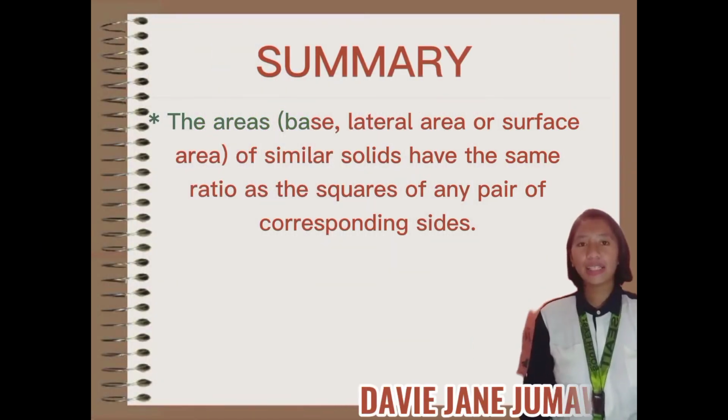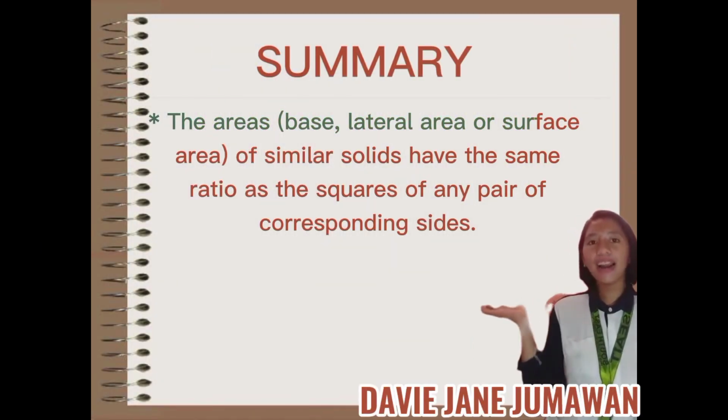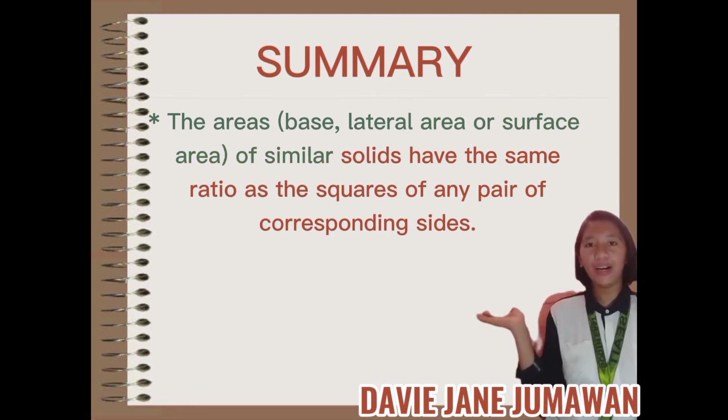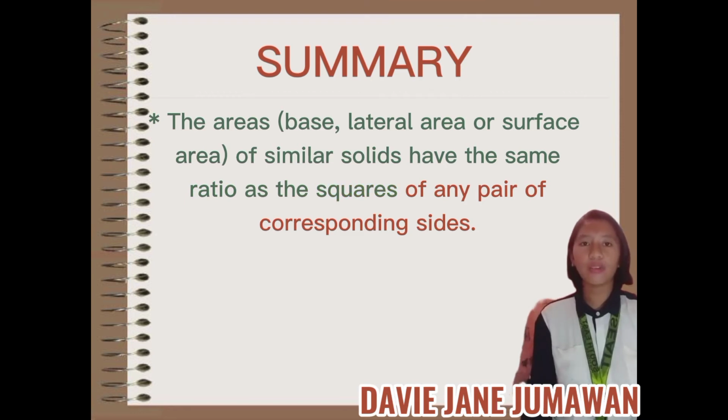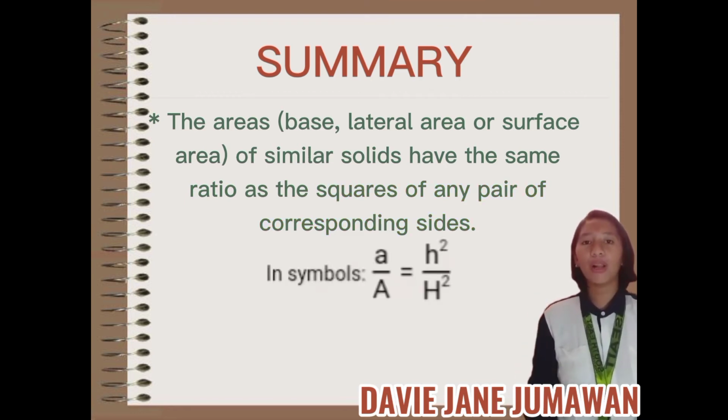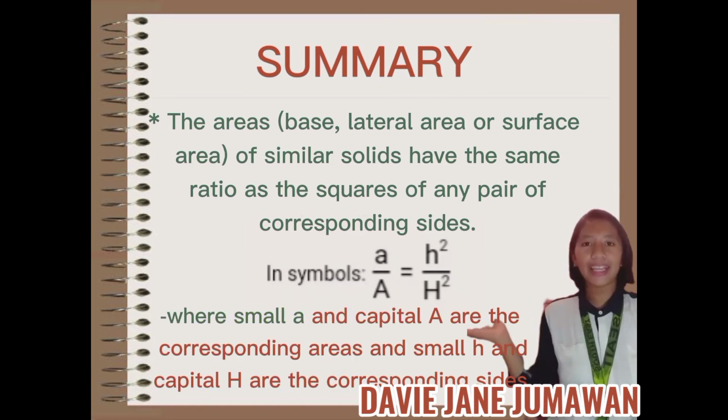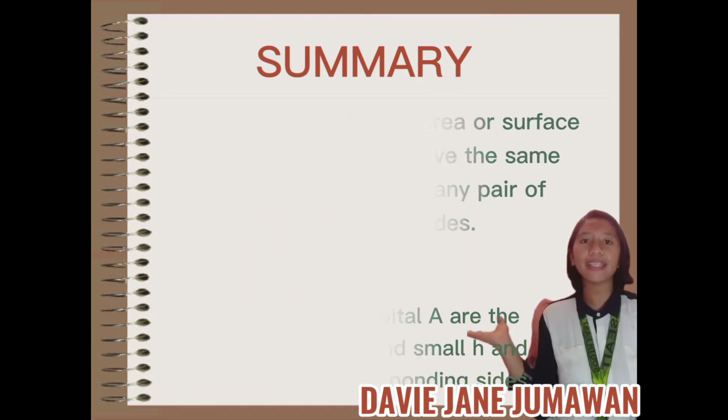The areas, which are base, lateral area or surface area, of similar solids have the same ratio as the squares of any pair of corresponding sides. In symbols, small a over capital A is equal to small h squared over capital H squared, where small a and capital A are the corresponding areas and small h and capital H are the corresponding sides.